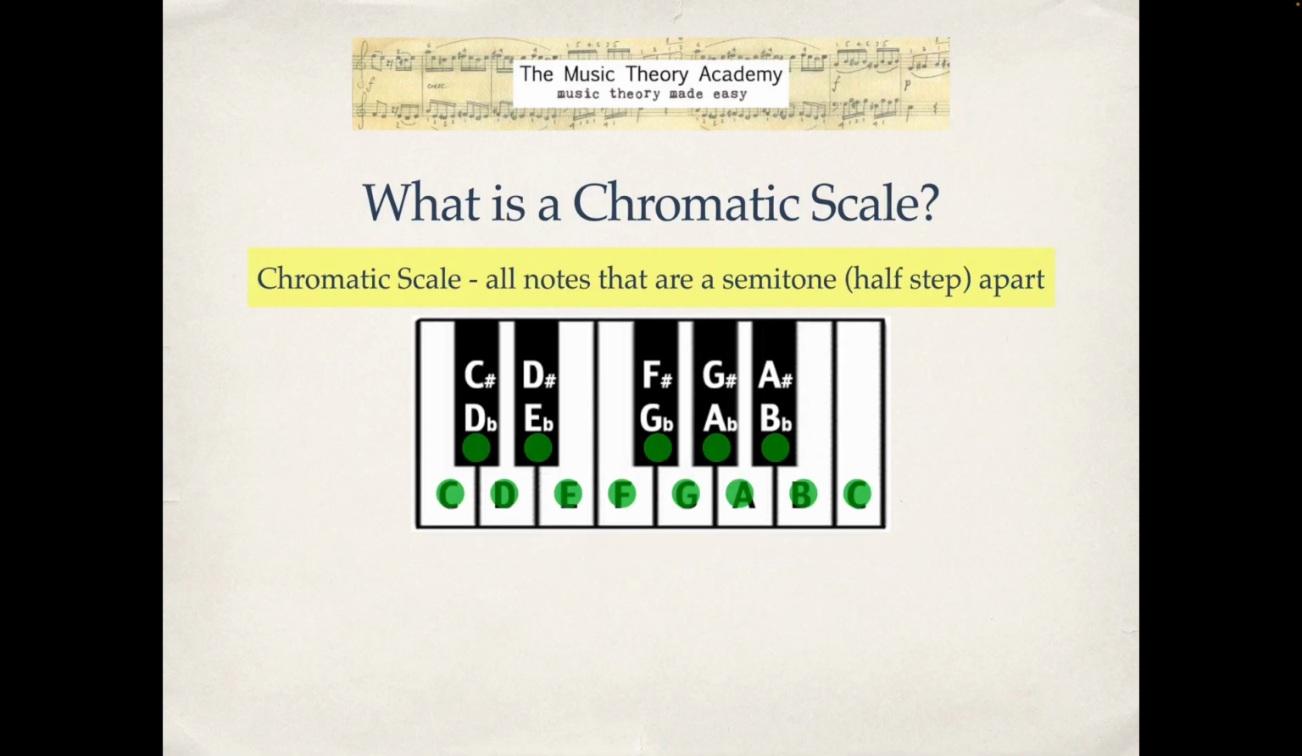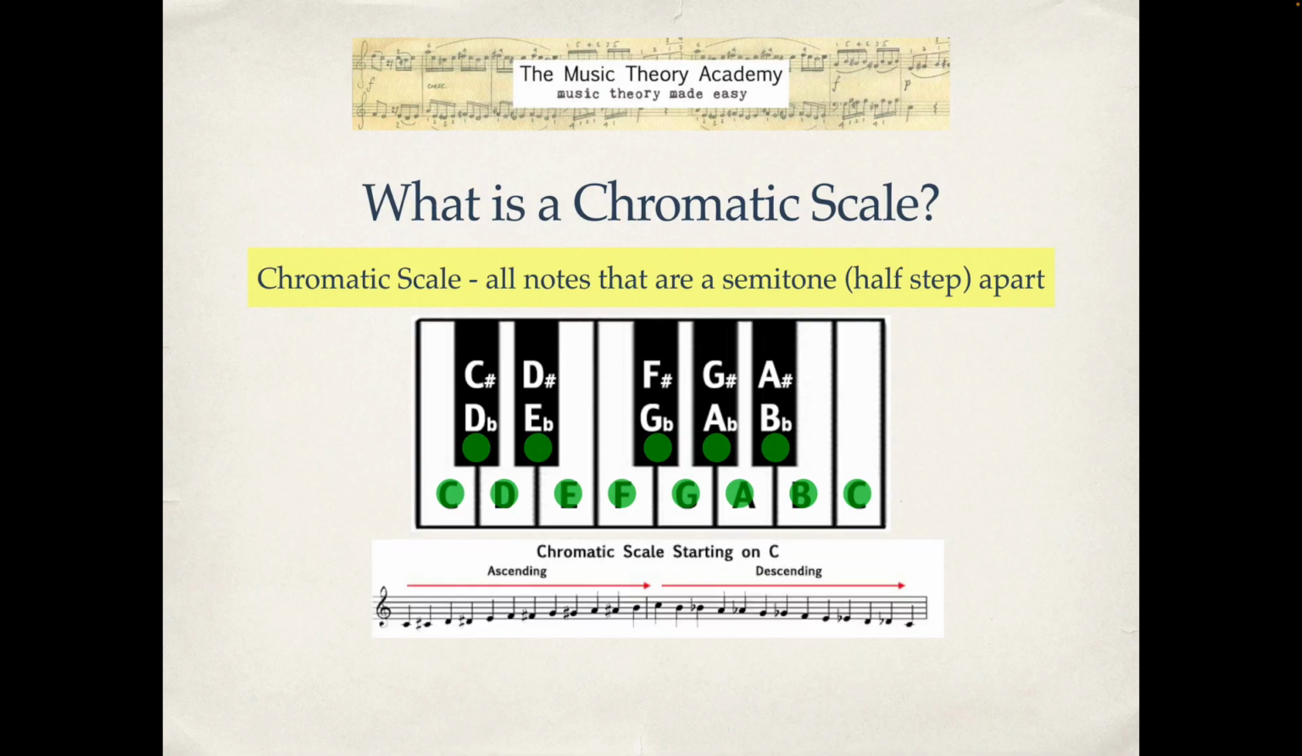So what about the chromatic scale? Well, a chromatic scale is when you put more of these notes together, and all of the notes in the scale are a semitone or half step apart. So here we have a chromatic scale beginning on C, and if I go up all of the notes, that is a chromatic scale. It's a chromatic scale that starts on C, and because I've gone up, it's ascending. I can come back down.